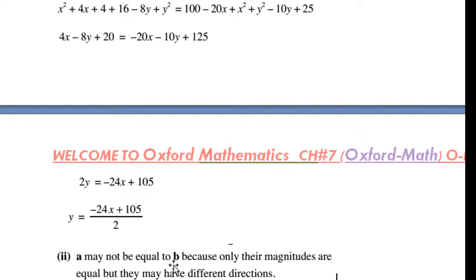Vector a may not be equal to vector b because only their magnitudes are equal, but they are not the same in direction. They have different directions but the same magnitude. In this way our task will be completed.